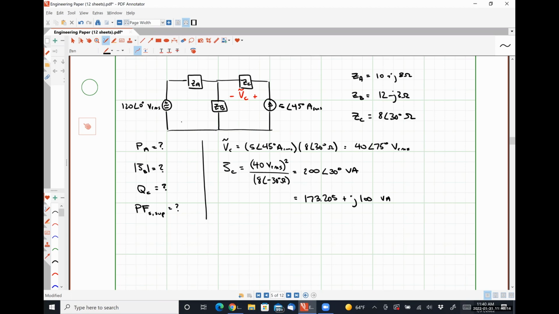All right, so I now have apparent power, average power, reactive power, and my power factor angle. Which of these parts do I need to answer part C of this question? Exactly right. So I need this guy right here, the imaginary part of the complex power. QC will be 100 volt-amperes reactive.